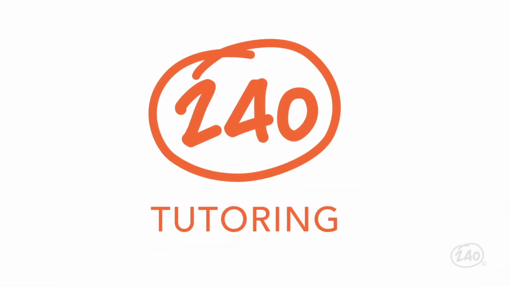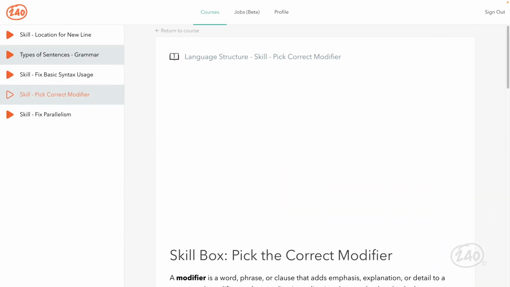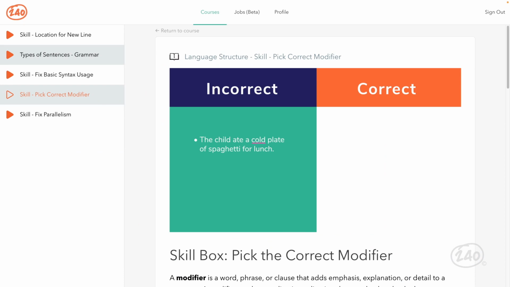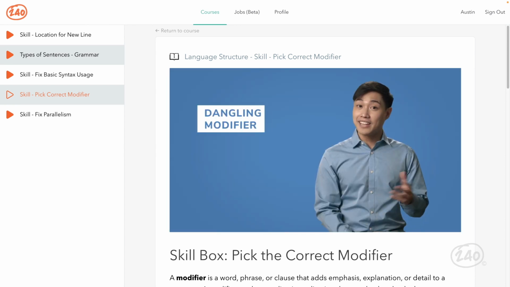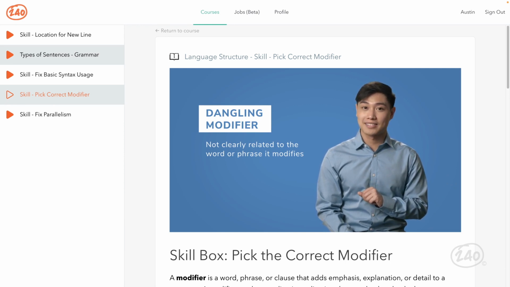Modifiers can be misplaced or dangling. So let's take a peek inside our study guide to hear more about this. A misplaced modifier is in the wrong place in the sentence. The child ate a cold plate of spaghetti for lunch. Cold modifies plate in the sentence. The child ate a plate of cold spaghetti for lunch. Now cold modifies spaghetti.